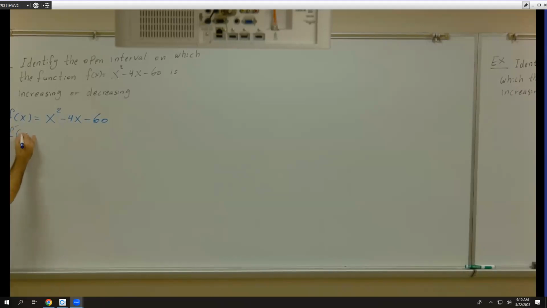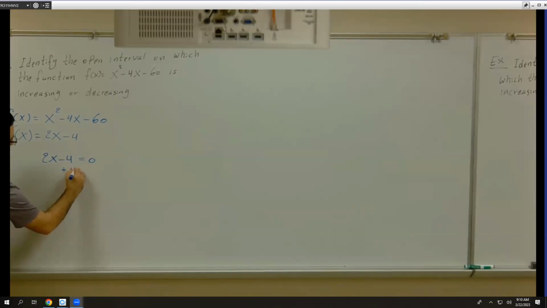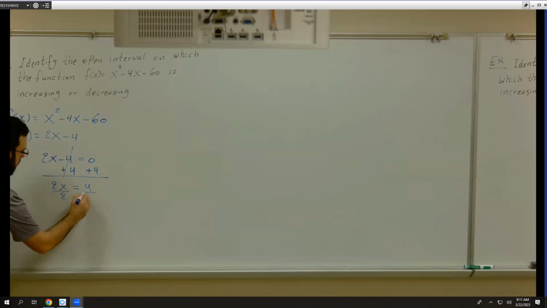That means f prime of x equals the derivative of x squared, which is 2x. The derivative of negative 4x is negative 4. How are we going to find the critical numbers? We're going to set the derivative equal to 0. That means 2x minus 4 equals 0. It's a linear equation. I'm going to move the constant onto the other side and add 4. That means 2x equals 4. Divide by 2. So x is equal to 2. So here's the critical number.